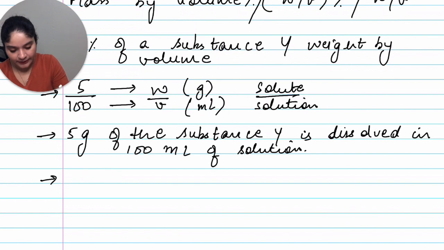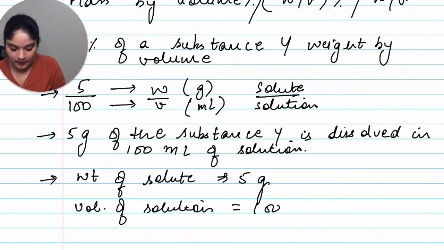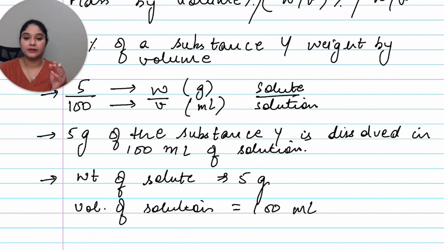Let me write that in a way that you understand. For example, they are asking you, the weight of solute is given, so you have 5 grams. They have given you the volume of solution, 100 ml. Now they are asking, give us some information on the solvent. They can ask you anything, either the weight or the volume of the solvent. Anything can be asked. So how will we do that?